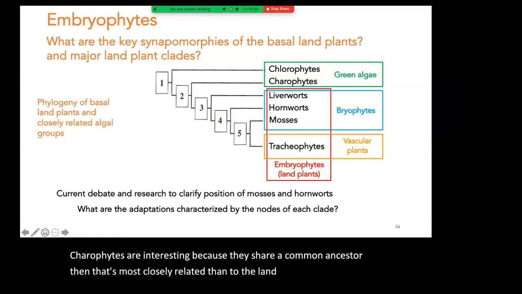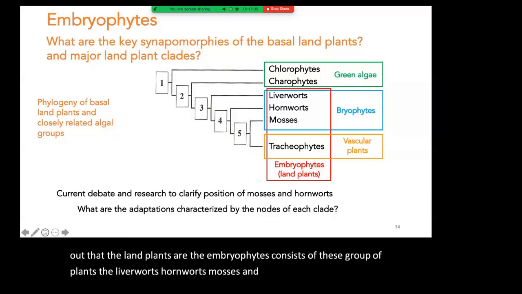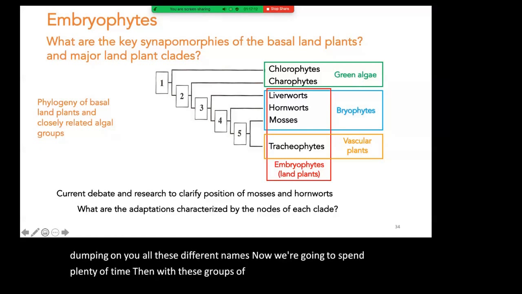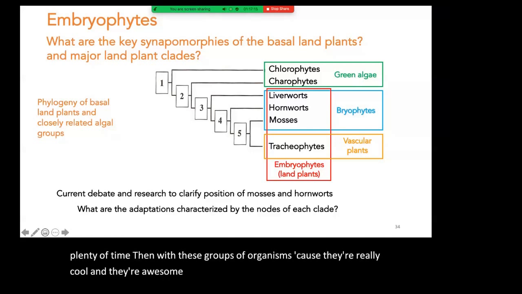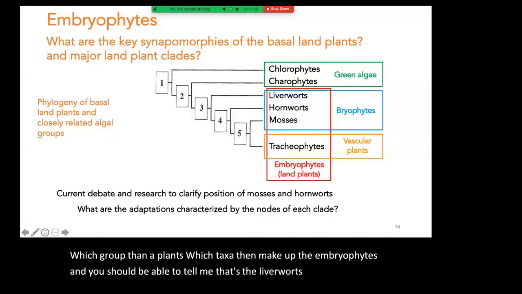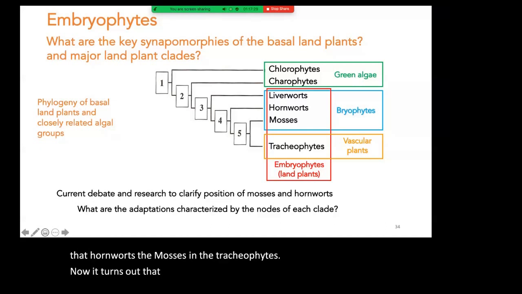And so it turns out that the land plants, or the embryophytes, consist of this group of plants: the liverworts, hornworts, mosses, and tracheophytes. Oh my gosh, I'm dumping all these different names on you. Now we're going to spend plenty of time with these groups of organisms because they're really cool and they're awesome. All right, so you should be able to tell me which taxa make up the embryophytes. That's the liverworts, the hornworts, the mosses, and the tracheophytes. Now, it turns out that these also have different names, okay?